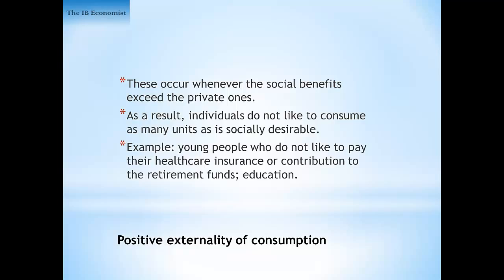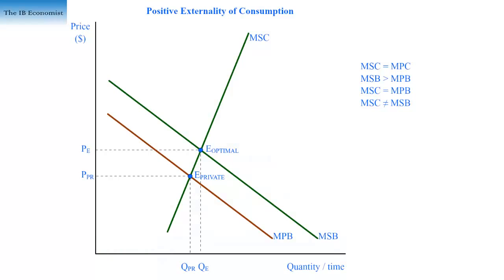Let's have a look at a graphical illustration of this positive externality of consumption. In this diagram, we have a marginal social cost, which is one curve to illustrate that the marginal social cost this time is equal to the marginal private cost, but we have two benefit curves. These are the marginal social benefit and the marginal private benefit.